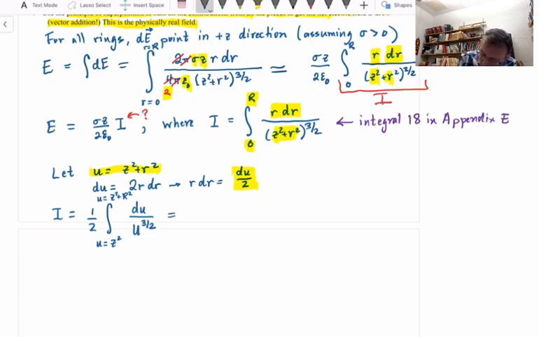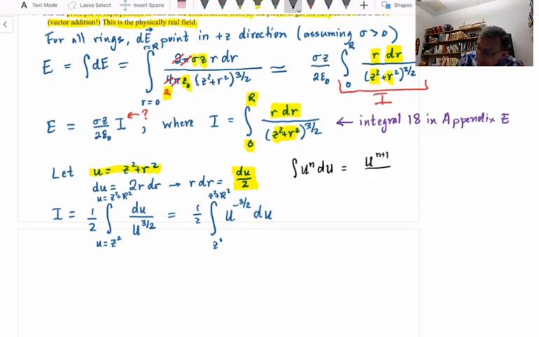Now I am going to write it like this. 1/2 integral from z squared to z squared plus big R squared of u to the minus 3/2 power du, right? Same thing, I just took it upstairs and made the exponent negative. Then I just need the result for that integral, because that's the structure I have, u to the n power du. That's like the first integral you learn: u to the n plus 1 over n plus 1, where for us, the n is negative 3/2.